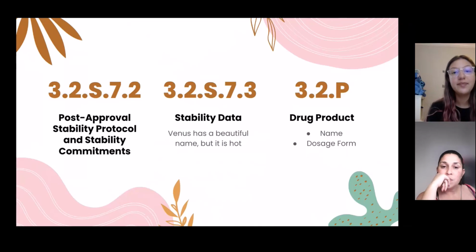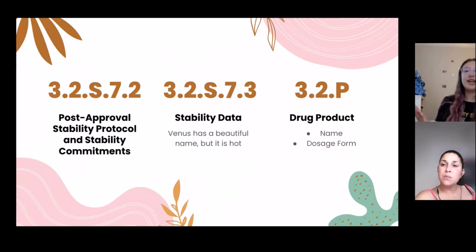3.2.S.7.3 is stability data. And that is the result of the stability studies. Like I said, the forced degradation and stress conditions, and they have to be presented in a graphical format. It can also be a table. It could be a narrative, but usually since you're providing them with data, it usually is graphical or a table.